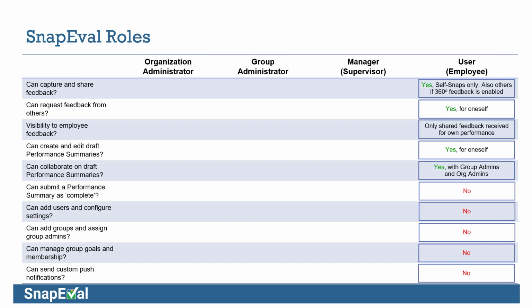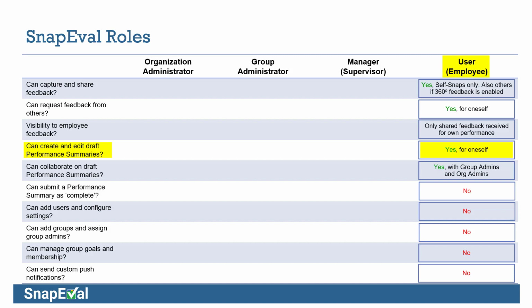And so essentially you're primarily going to be a recipient of feedback from others. You can also do self-snaps or create feedback about your own performance, if you will. If 360-degree feedback is enabled in the SnapEval instance, then you're allowed to give feedback to anyone else in the organization.